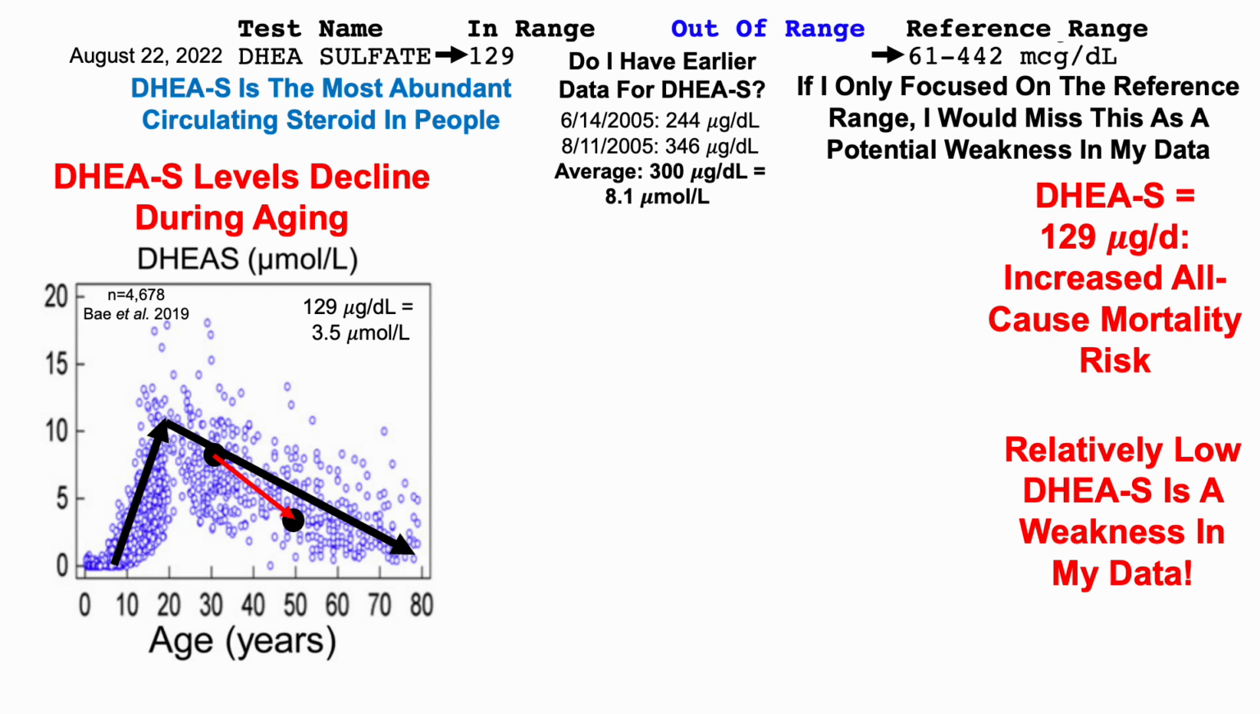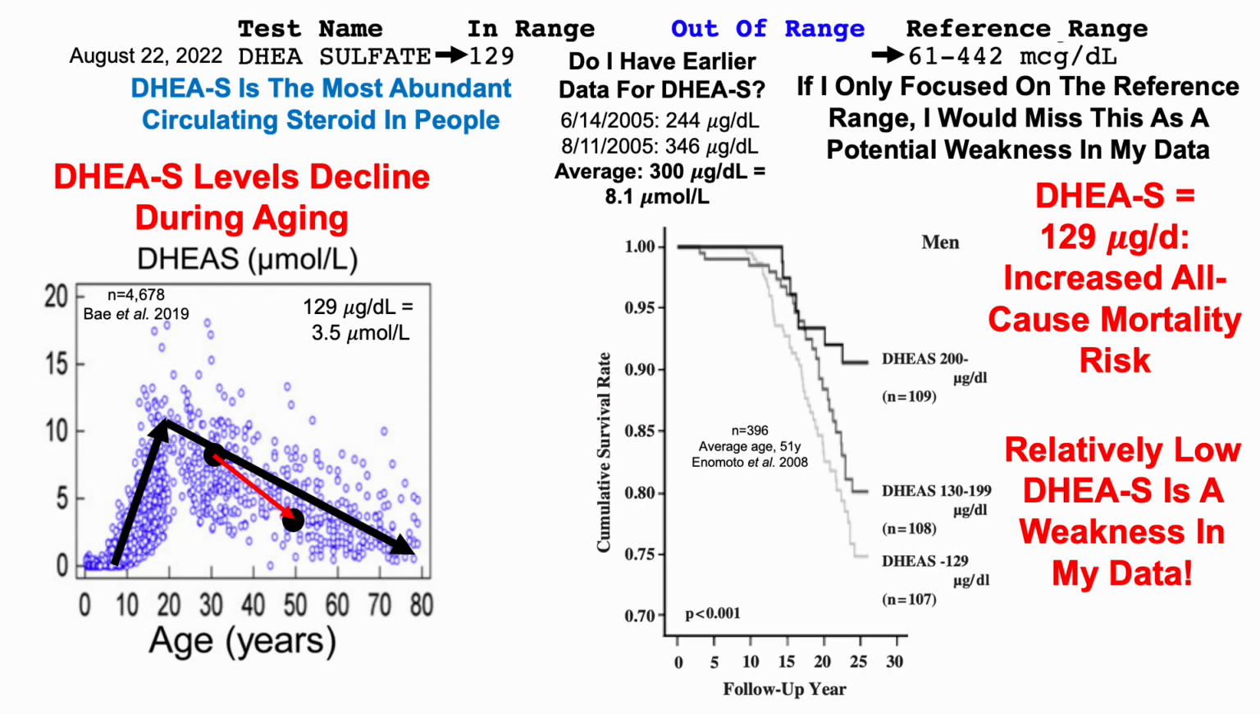Now, going further with DHEA sulfate, having a level at my current level is associated with an increased all-cause mortality risk, and we can see that here. So we've got the cumulative survival rate on the y-axis plotted against follow-up, and in this case, it was a relatively small study, but a very long study. You can see that there was a 27-year follow-up, which is very long when compared with other studies.